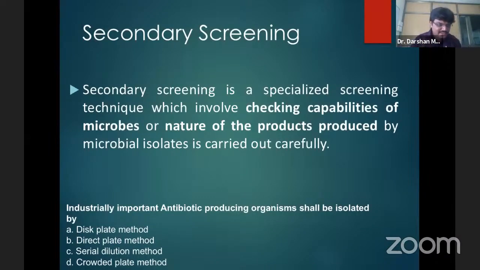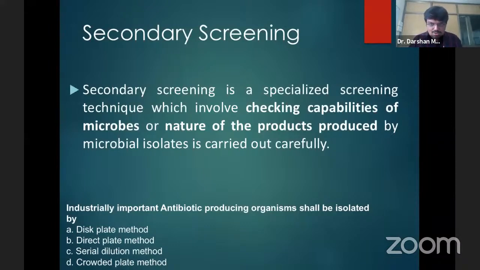Yes, on YouTube the answer has been written by Dimple. See, there are many situations where two answers are possible. One is the disc plate method. Another option is the crowded plate. These are the two correct answers. Disc plate and crowded plate are both correct.